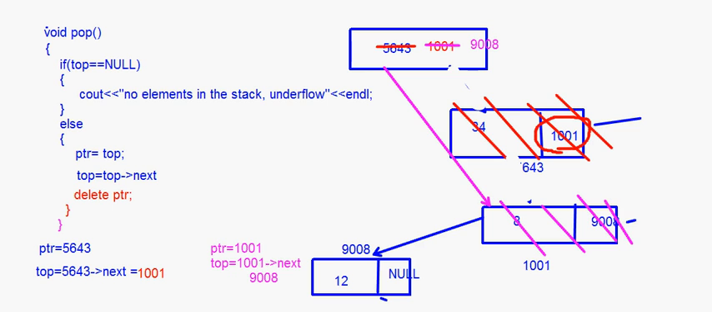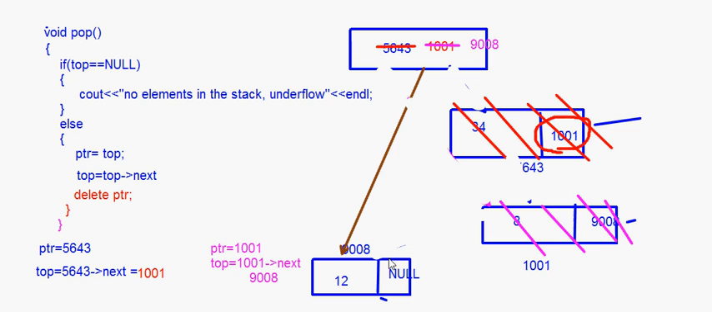Now here what happens, this one 9008, sorry, PTR is equal to 1001, right, top is equal to 9008 here, right? So this is the link now, 9008, fine. So here again this link is also gone now. This link which we had made is not there, right? And since this node is deleted, this link is also not there. So now you have popped out 2 elements, then there is only one element in the stack.